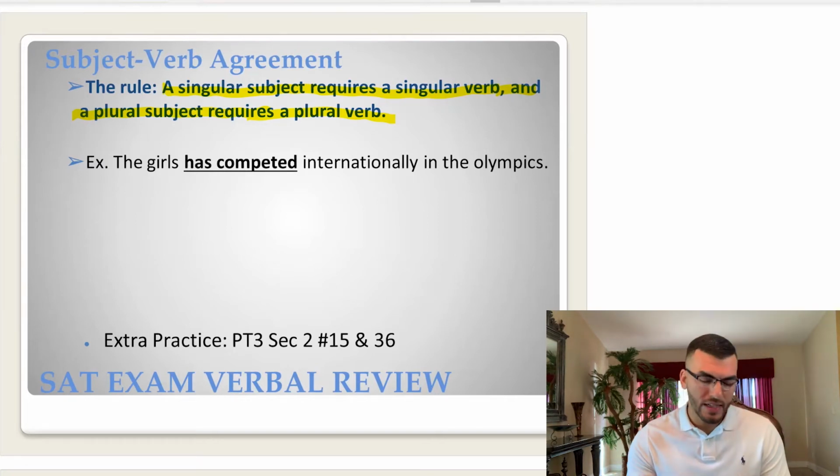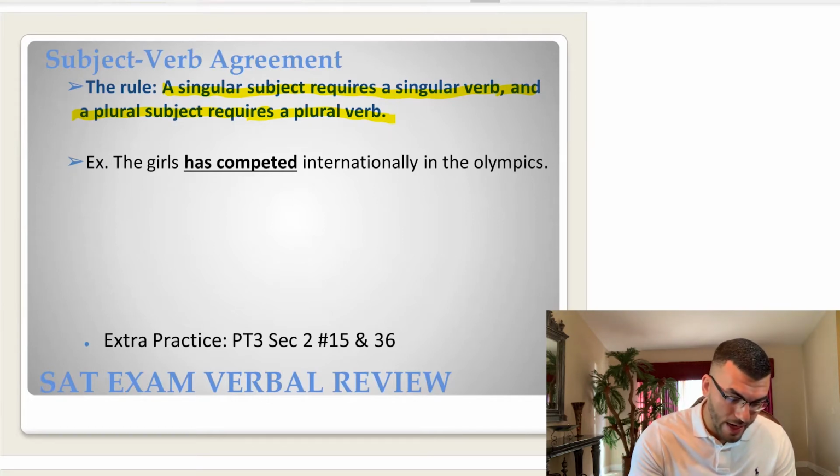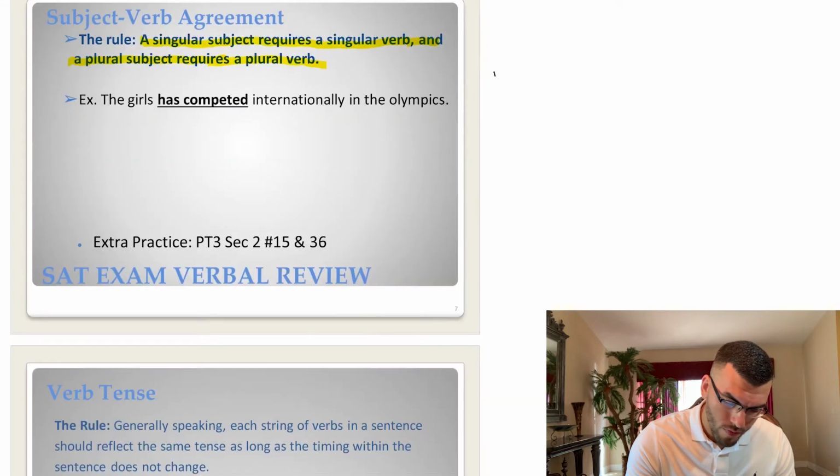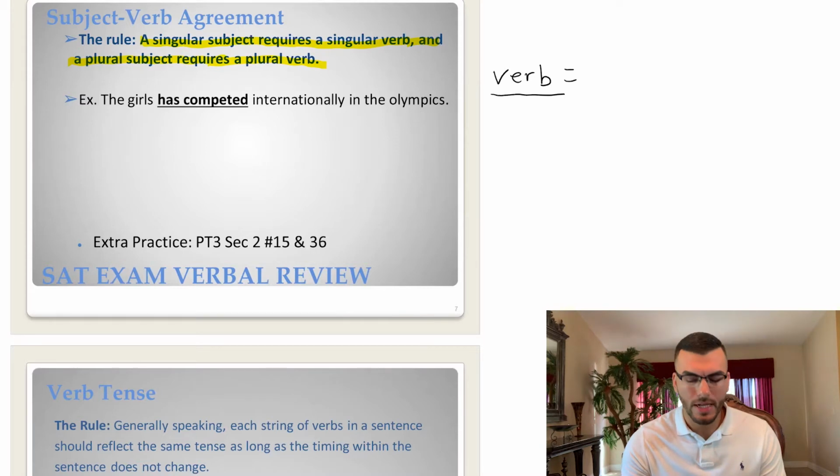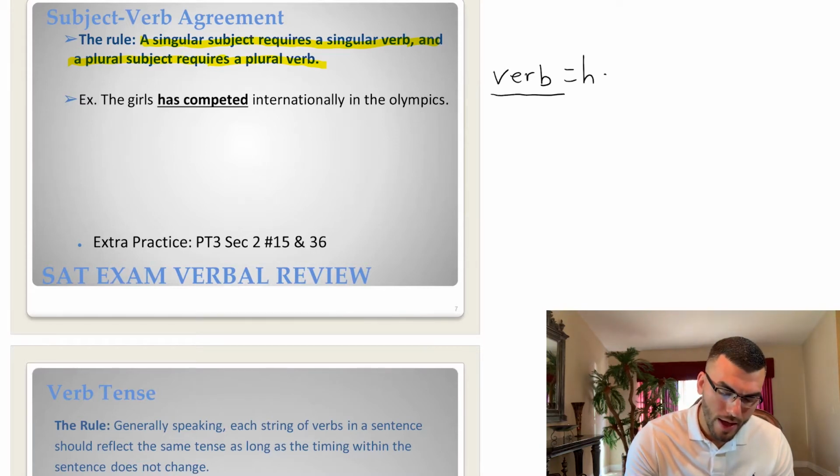So let's look at this real easy example to drive it home. The girls has competed internationally in the Olympics. So has competed, that's a verb. I know that's an action taking place. So I'm going to set it up accordingly. So my verb, which is the underlined portion, and is usually the case with these questions, has competed.